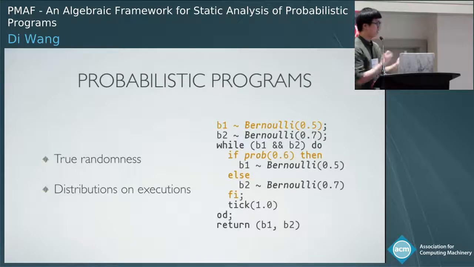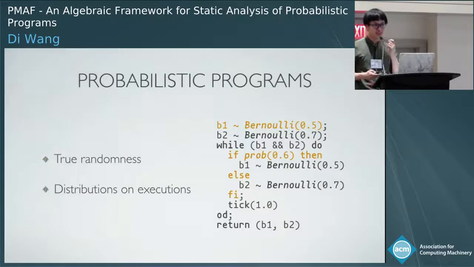I used the C-like syntax, with these two new constructs highlighted in yellow. The first one, B1, is drawn from a Bernoulli distribution, which just means a coin flip. Bernoulli 0.7 means that the coin flip is a biased one, which returns 1 with probability 0.7. And the other conditional here is an example of a random conditional statement.